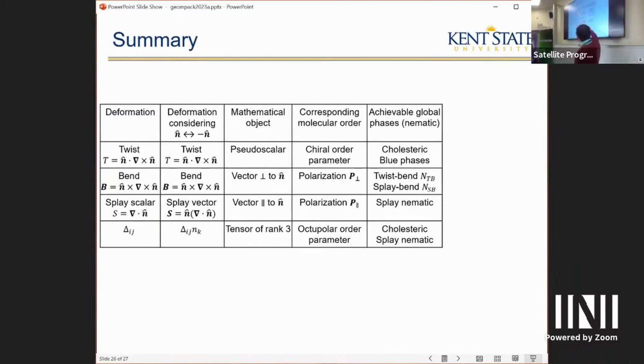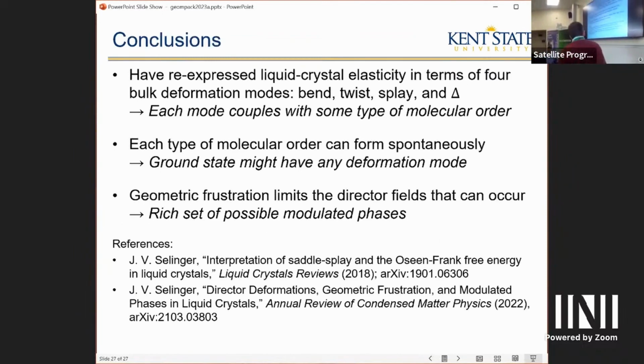There are these 4 different deformation modes. Each of these couples to a type of extra molecular order. And so those make the different optimal local structures, but none of those structures can be achieved everywhere in space. So the liquid crystal has to make some kind of compromise structure instead. And there are a lot of different compromises. And so that's some interpretation of why liquid crystals have so many phases, right? That there are just so many different ways to make compromise.